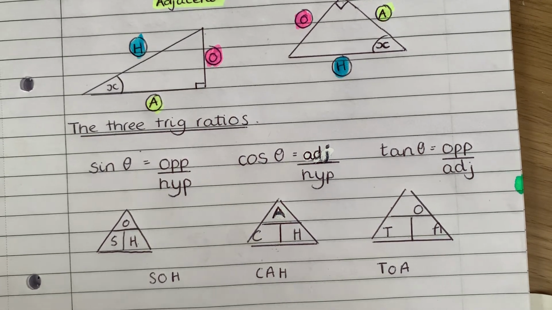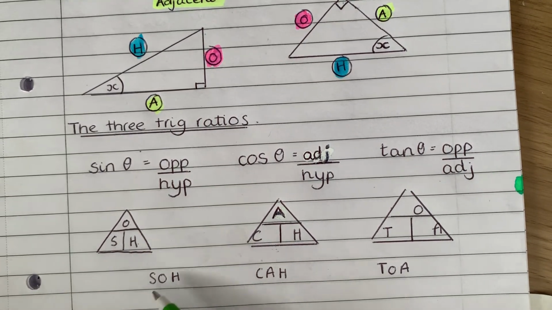You simply need to come up with a mnemonic to learn SOHCAHTOA. For example, I can't seem to shake this. When I was at school, my maths teacher told me it was save our house, come and help, tell our auntie. So that's an example of a mnemonic.